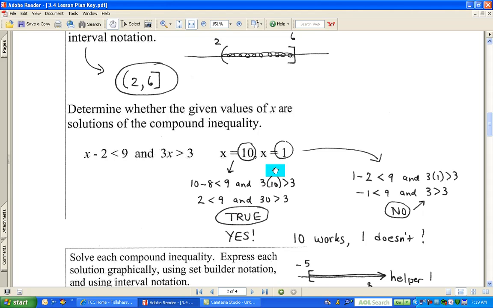All right, let's look at the number 1. If I plug in a 1, oh good, I did this one right. 1 minus 2 is less than 9. That says -1 is less than 9, so far we're good. When I plug a 1 into the other side, 3 is greater than 3. That's not true. 3 is not greater than 3. In an and statement, if one part fails, the whole thing fails. So this is a resounding no. Okay? All right, and we're going to go ahead and stop here, and then I'm going to pick up the other problems on some future videos.